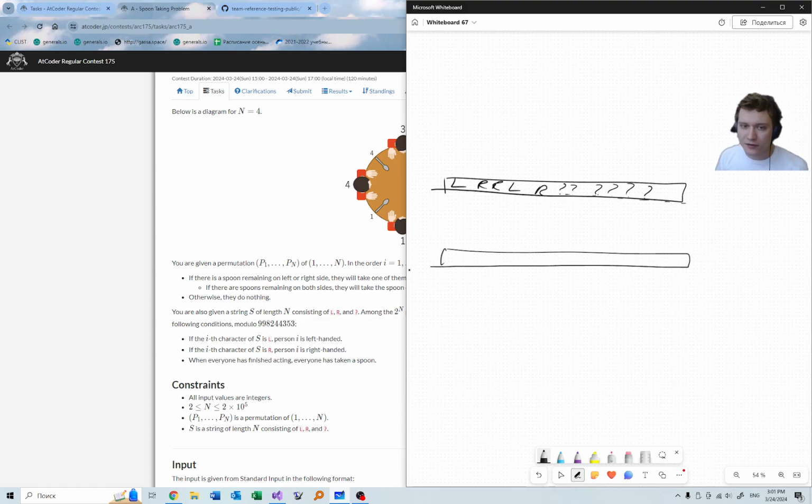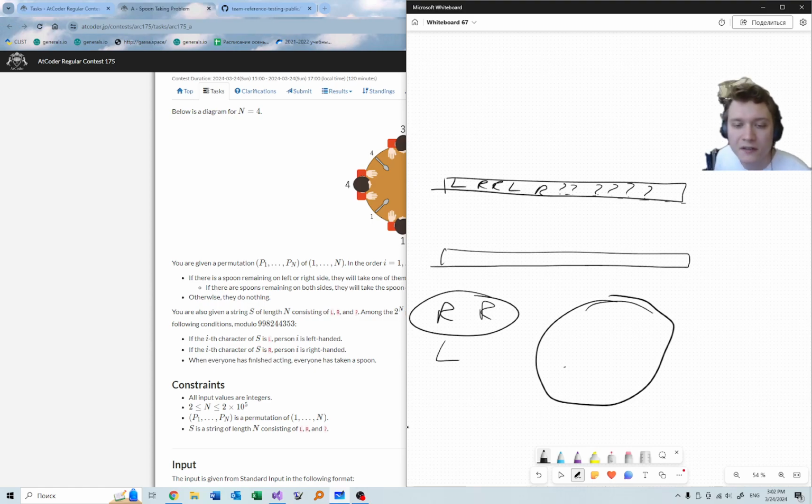So let's sum up two things: the number of ways when everybody takes the right spoon and the number of ways when everyone takes the left spoon. Okay, what then? Let's look at our permutation. For example, let's assume that we fixed that we always take the right thing. If this person has both spoons, then we have to make him right-handed. If this person only has a right spoon, then anything is okay.